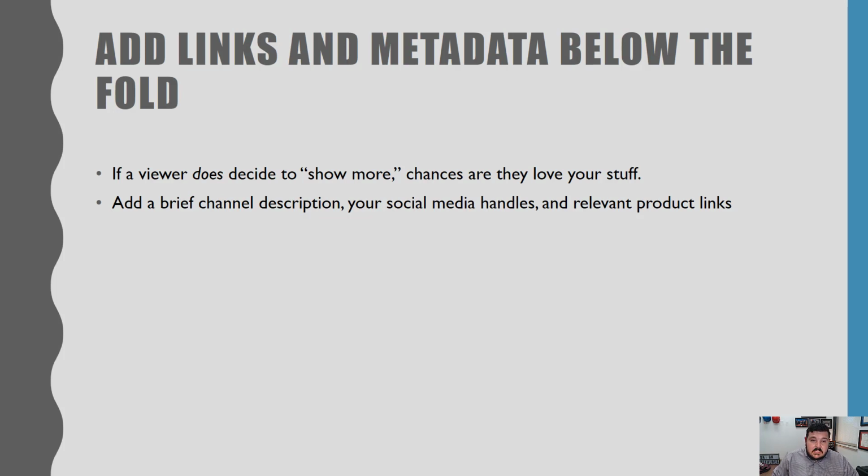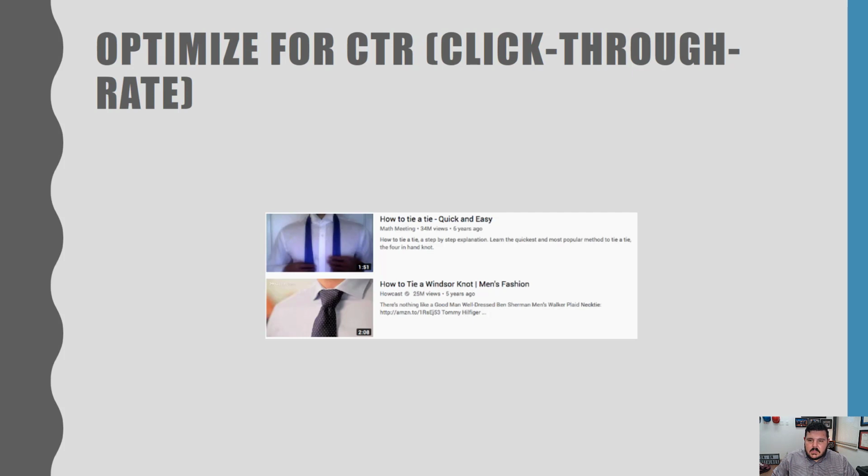So what I want to see below the fold are links, as many links as you can. You also want to put call to actions, anything you want. This is where you can direct your audience. You also want to aim for clickable descriptions that solve real world problems. So if you are someone searching for how to tie a tie, think about what you'd want to click on.